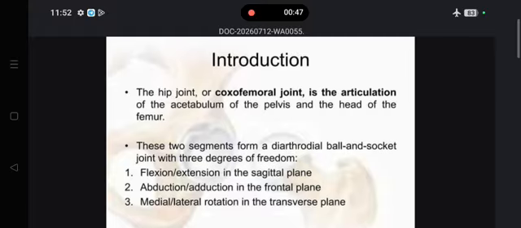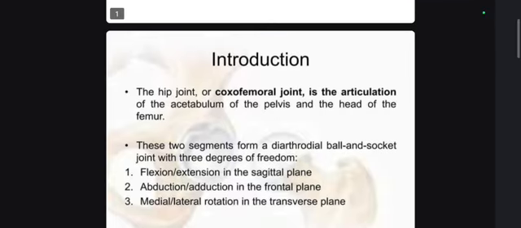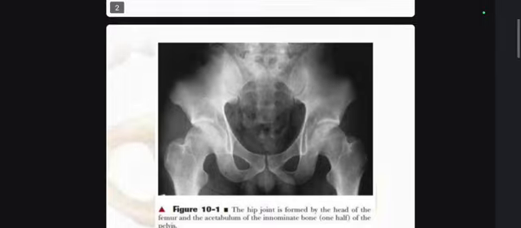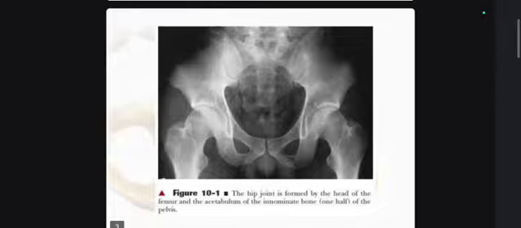First, the introduction of hip complex. The hip joint or coxofemoral joint is the articulation of the acetabulum of the pelvis and the head of the femur. These two segments form a diarthrodial ball and socket joint with 3 degrees of freedom: flexion or extension in the sagittal plane, abduction or adduction in the frontal plane, medial or lateral rotation in the transverse plane. This is an image of a hip joint.